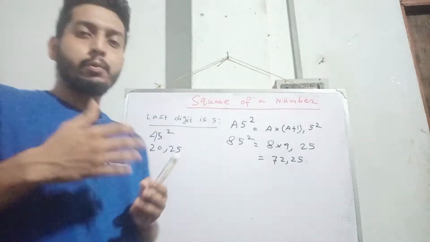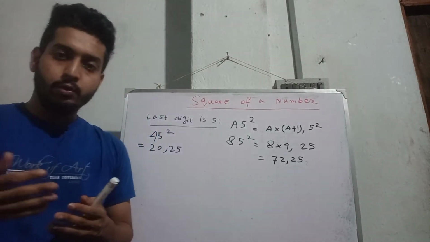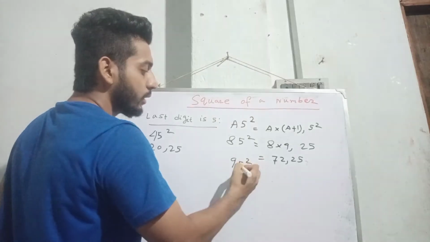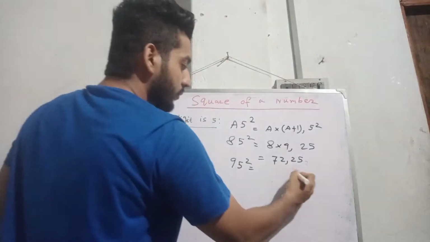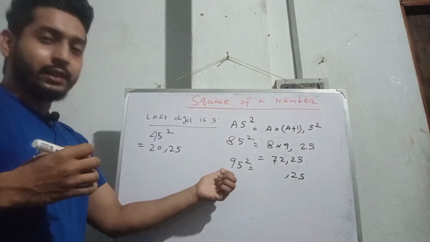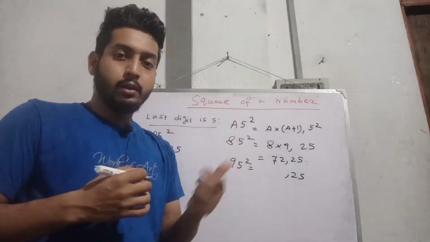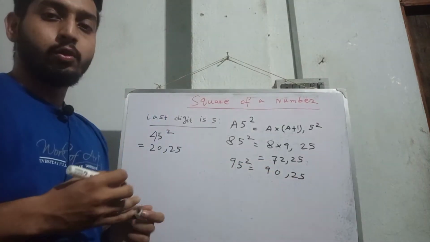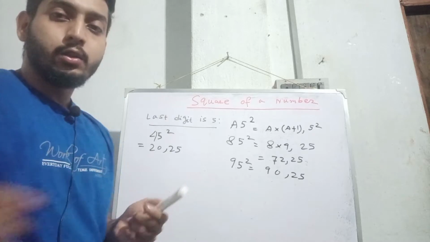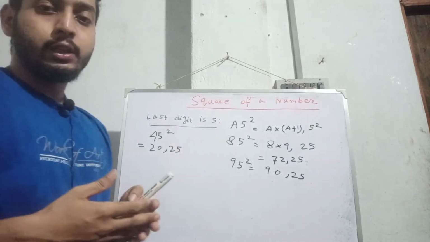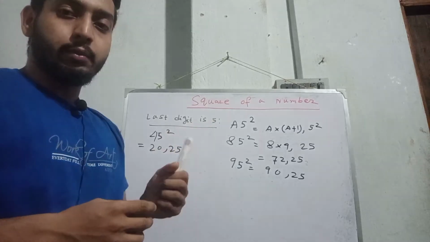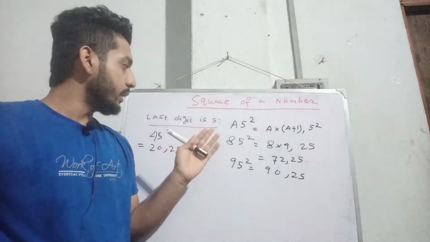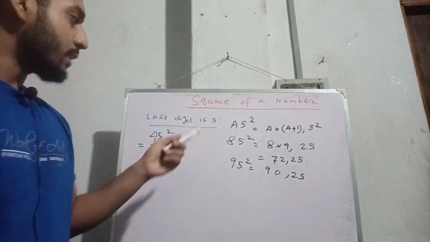Similarly we can approach 95 square. So how to find 95 square? For 95 square, here also 5 square is 25, comma, and 9, the next number of 9 is 10. So 9 into 10 will be 90. So 9025 will be the square of 95. This is the way to find the square of a number whose last digit is 5. By using this formula we can find the square of a number whose last digit is 5.